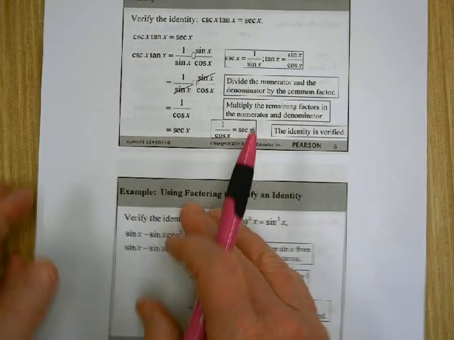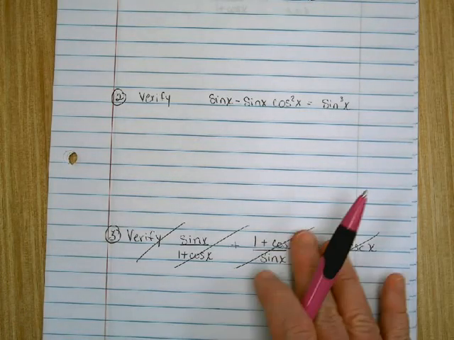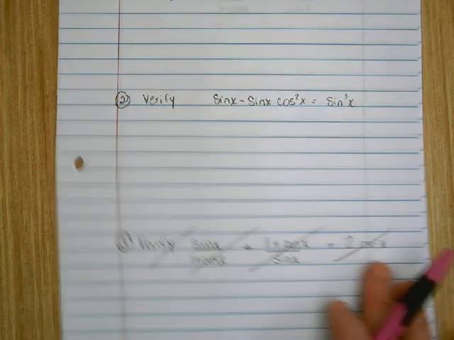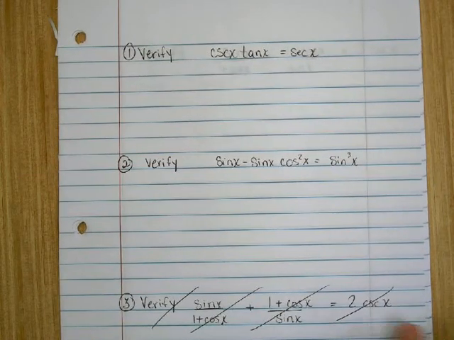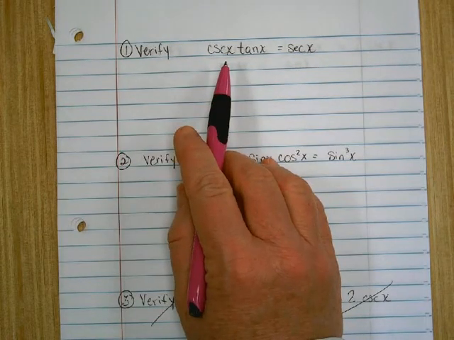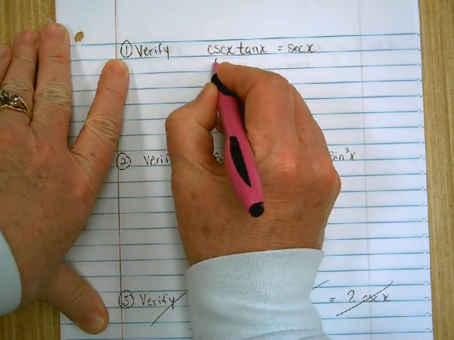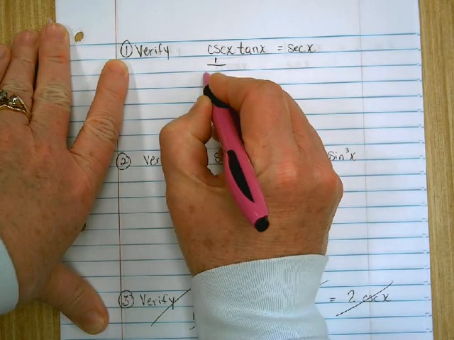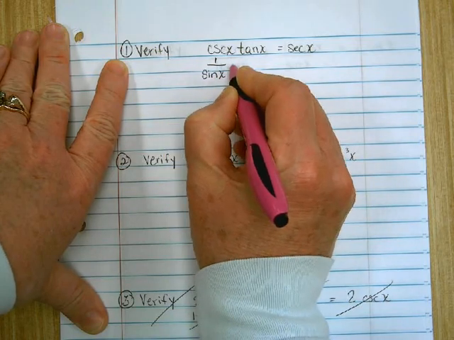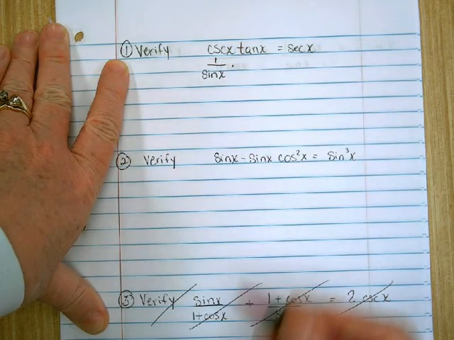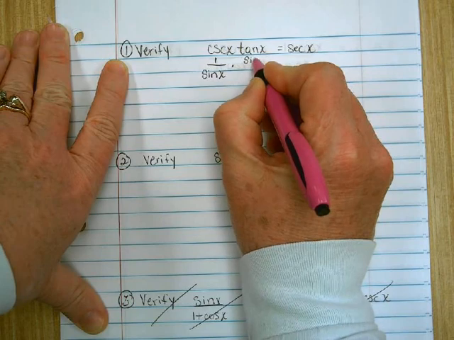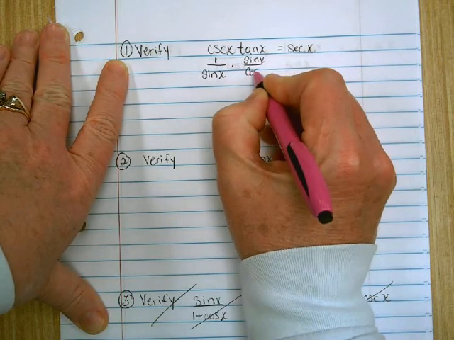So we're going to start with the first one here. It says verify that the cosecant times the tangent is equal to the secant. So we're going to start by working on the left side here, and we're going to rewrite cosecant as 1 over the sine of x times the tangent. We're going to write that one as sine x over cosine x.